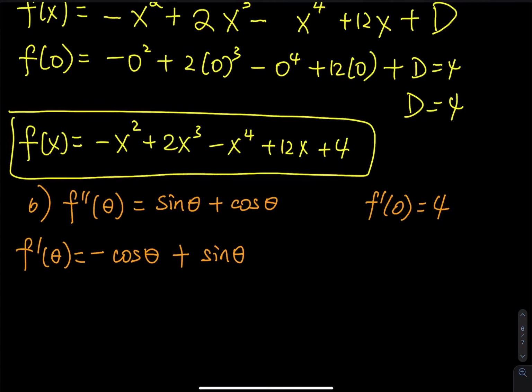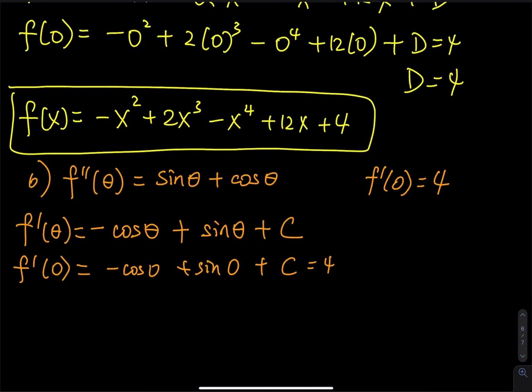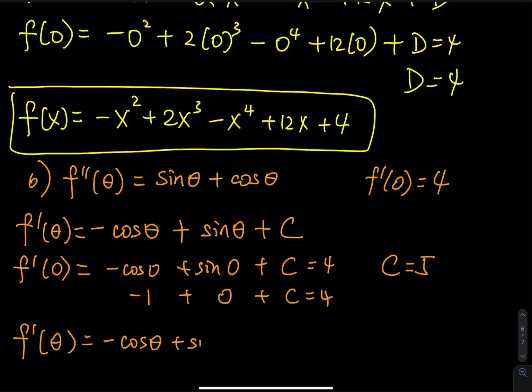We add plus c, and then use the initial condition to solve for c. F prime of 0: negative cosine of 0 plus sine of 0 plus c is equal to 4. Cosine of 0 is 1, and sine of 0 is 0, plus c equals 4. So my c is equal to 5, and then my f prime of theta is negative cosine theta plus sine of theta plus 5. So that is the first half.